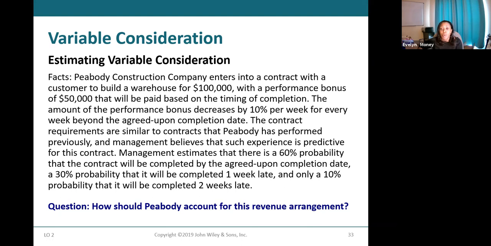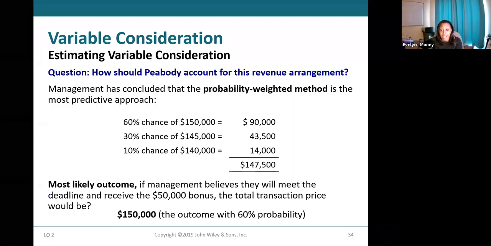So how do they record this revenue arrangement? Do they record the entire thing at $150,000? Or do they deal with the variable portion because they don't know whether or not they're going to finish it on time?